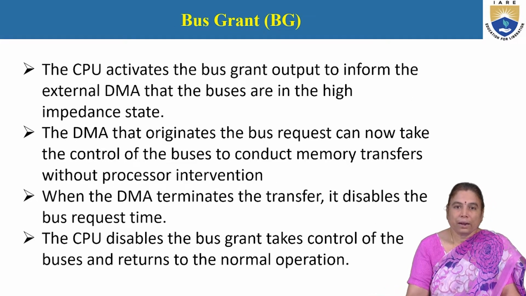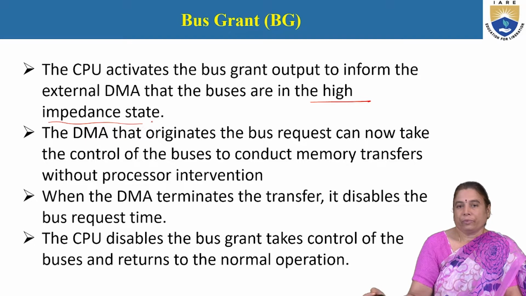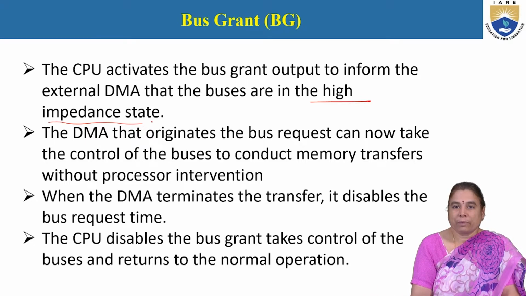What is the bus grant control signal? The CPU activates the bus grant output to inform the external DMA that the buses are in high impedance state. So the CPU can be disconnected from the buses by keeping all buses in the high impedance state. This state can be indicated to the DMA controller with the help of the bus grant control signal.